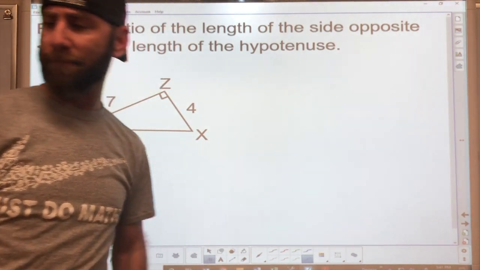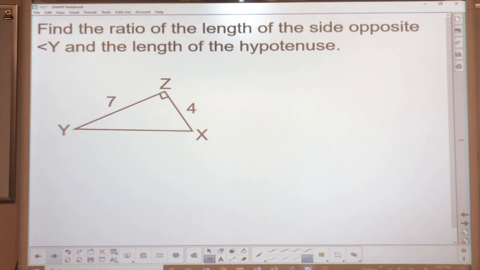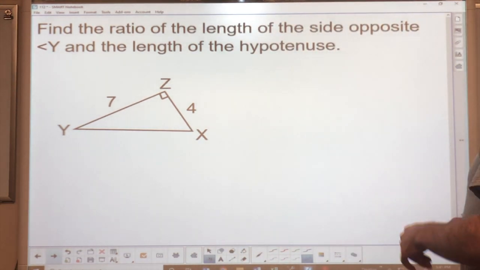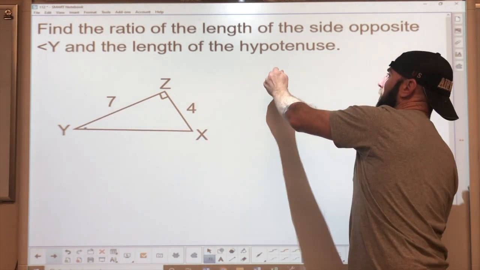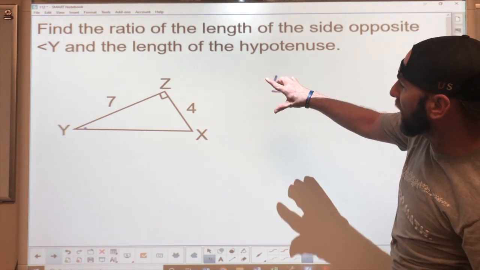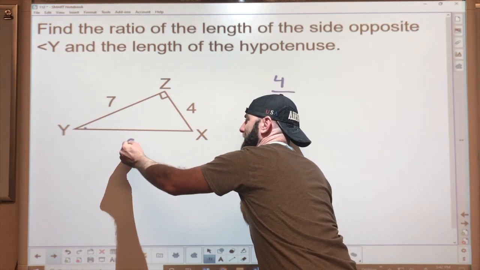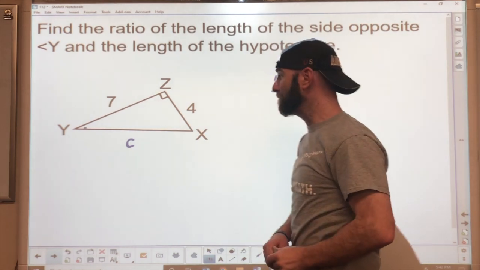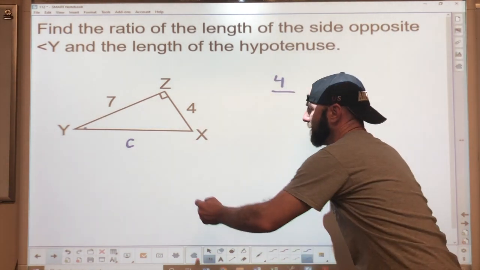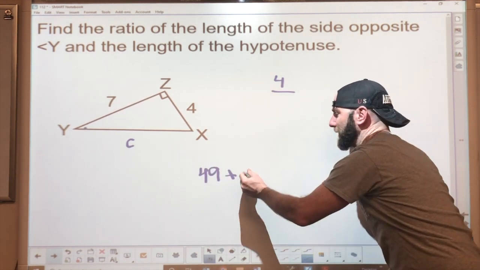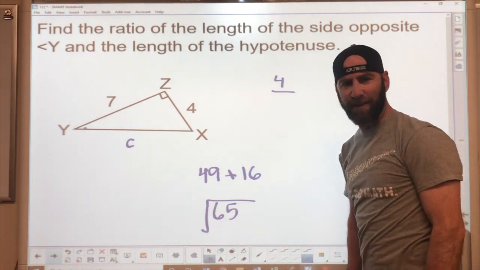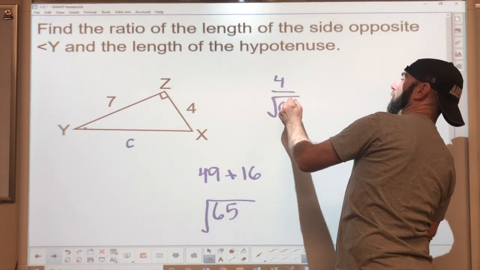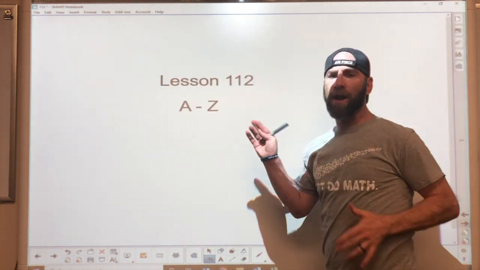Okay, again, pause the video, give it a shot. Find the ratio of the length of the side opposite angle Y. Okay, here we go. Here's Y right there. Opposite is 4, and the length of the hypotenuse. So carefully taking a look here, the hypotenuse is right there. I'm going to call it side C. You need to apply the Pythagorean Theorem to find the length of side C. So I'm going to go again quickly. 7 squared is 49 plus 4 squared is 16. That gives us 65. Don't forget to take the square root. What's the value of root 65? We don't know. So leave it right there. Boom, done. Here, assignment, I'll pop it up.